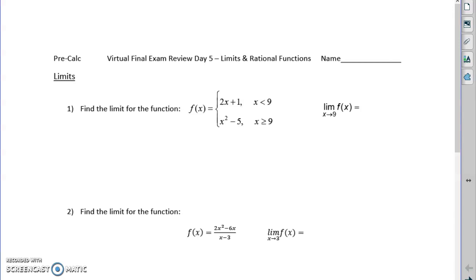Okay, last day of topical review for pre-calc. Day 5, limits, the unit we just finished. We did it virtually. Should be real fresh in your minds. Let's see how we can scoot through this pretty quickly.